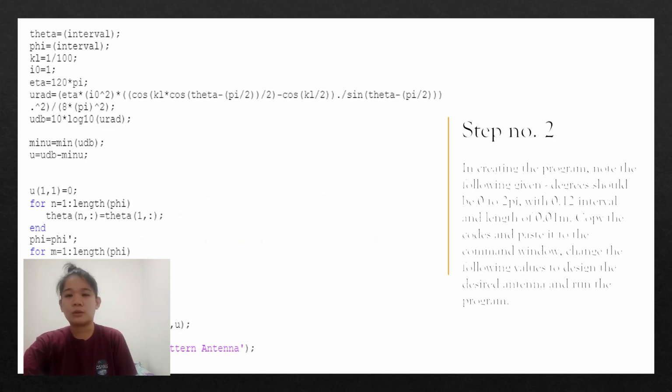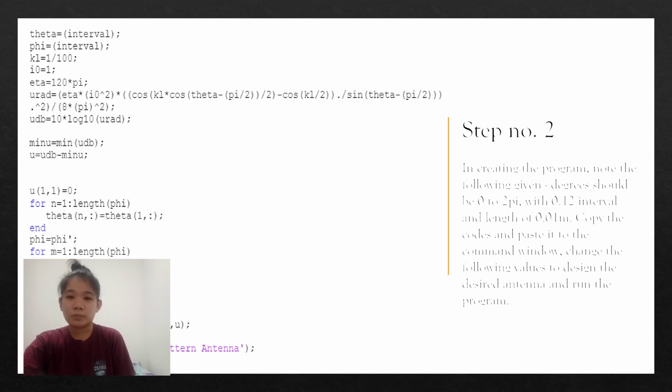Step 2 contains all the given values, such as degrees from 0 to 2 pi, the interval of 0.12, and the length which is 0.01 meters. So in part 1, the codes are already provided. However, it still needs some modification. To modify the code, we need to change the data with respect to the given values in step 2.